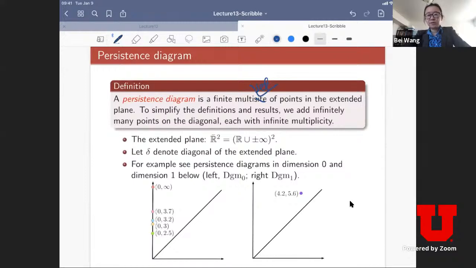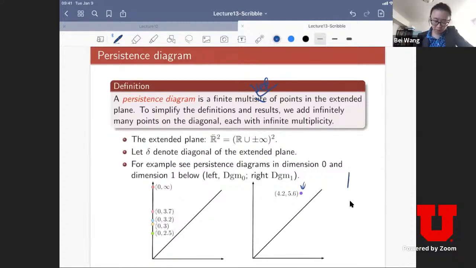And to simplify the definition and the results, we also add infinitely many points on the diagonal, each with infinite multiplicity. What do I mean by that? First of all, multiset means that if I have a point in the persistence diagram, there might be multiple copies in the same location. It's not surprising, right?